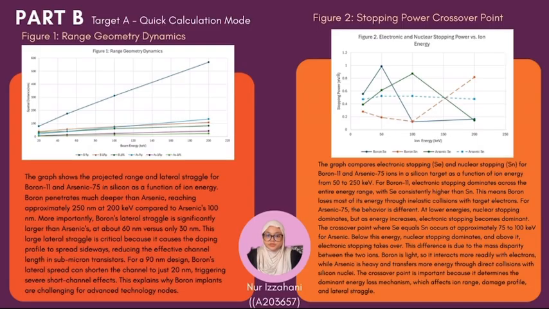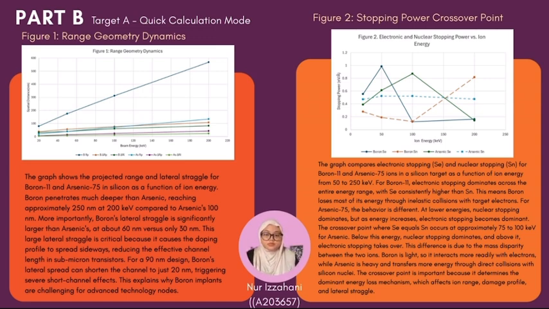Figure 1 shows the range, geometry, and dynamic for boron 11 and arsenic 75 implanted in silicon. You can clearly observe the projected range and lateral straggle expansion with energy. Boron, shown in blue, penetrates much deeper than arsenic, shown in light blue, reaching approximately 215 nanometers at 200 keV compared to arsenic at 100 nanometers.